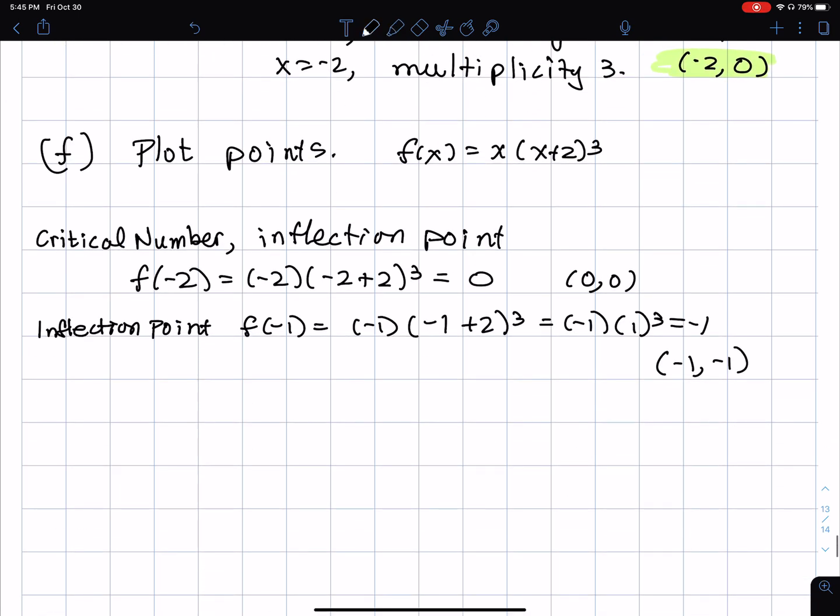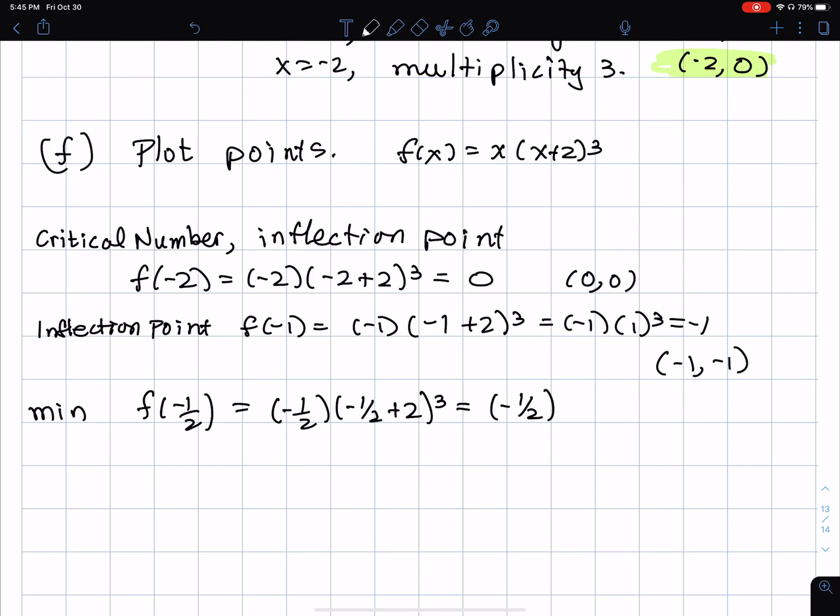Okay, so f of negative 1/2 will be a good one. So that is a min. And so that'll be negative 1/2 times (-1/2 plus 2) cubed, which is negative 1/2 times 3/2 cubed, which is negative 1/2 times 27 over 8, and that's negative 27 over 16, which you could write as a mixed number. Well, why not try it? 16 goes into 27 one time. That's not that difficult, but I guess it's going to be negative 1 and 11/16, right? 11 plus 16 is 27.